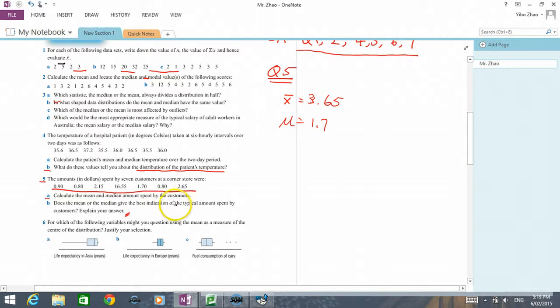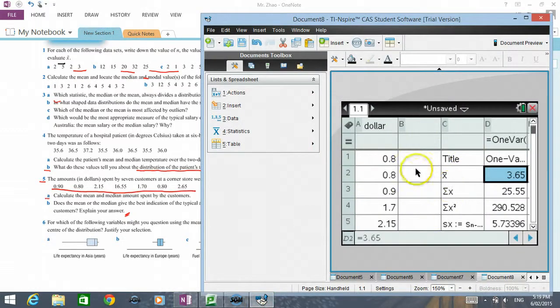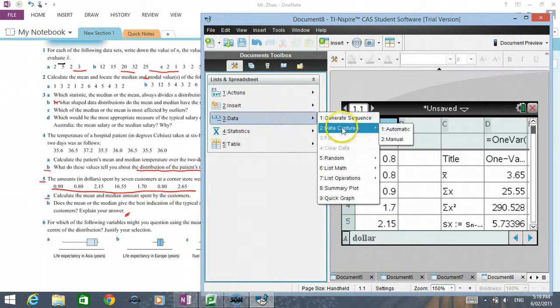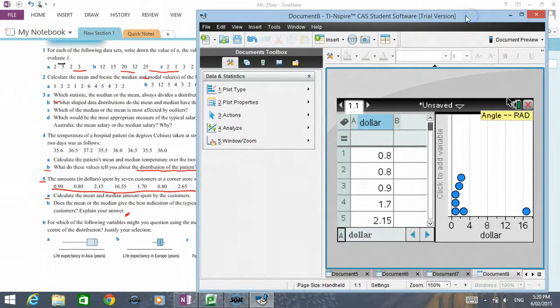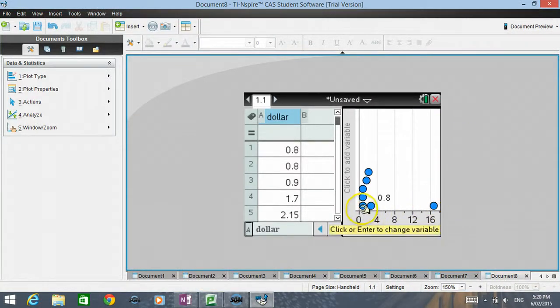My guess will be the median. Because if you look at a box plot, or well, let's sketch a graph. Let's select the data, go to data, let's do a quick graph. Now, let's look at the data. Most of the data, between 0 and 2.65, are in this area.